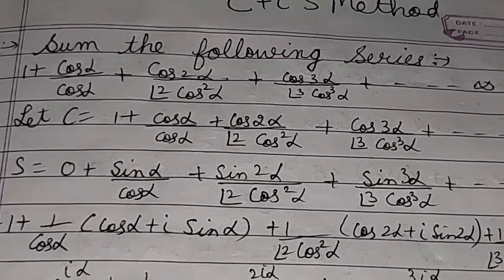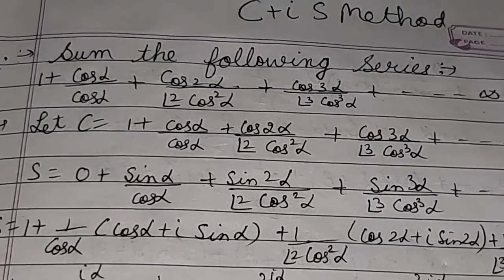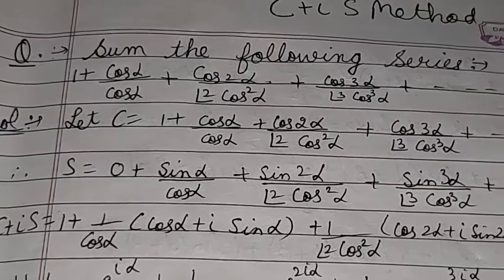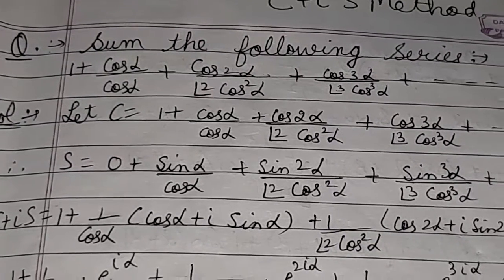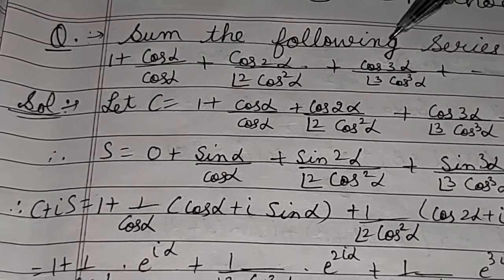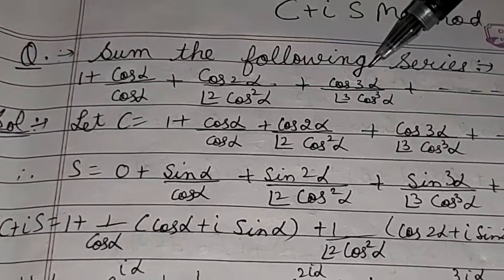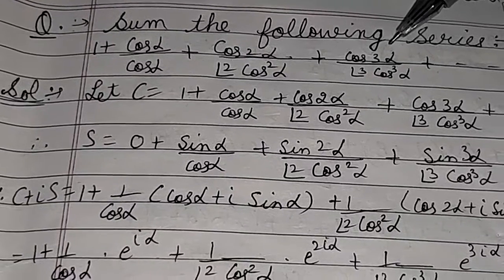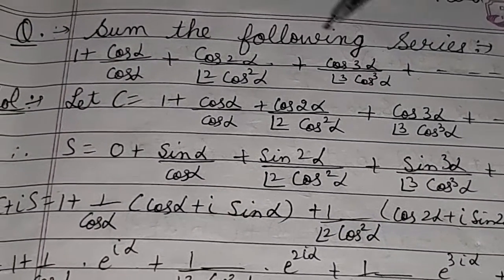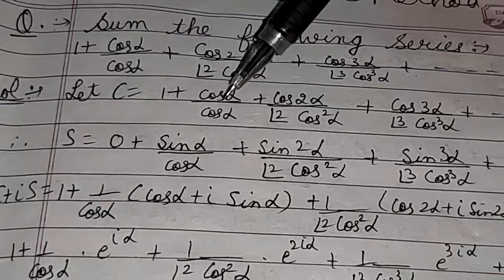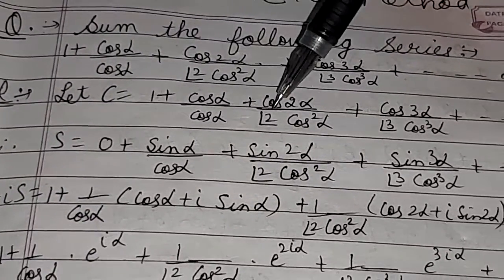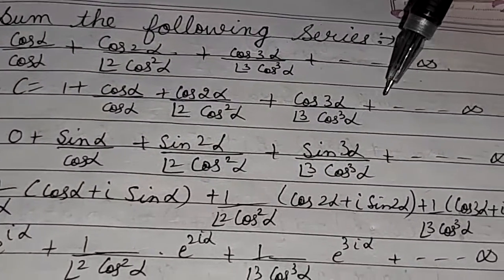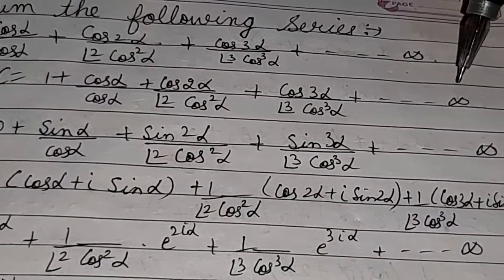First of all, you have to see the series in multiple angles and not power of angles. We can see this series is having terms cos alpha, cos 2 alpha, cos 3 alpha. So it is a multiple angle series in cos, so it is a cosine series and we will denote it with C. Let C equal 1 plus cos alpha by cos alpha plus cos 2 alpha by 2 factorial cos square alpha plus cos 3 alpha by 3 factorial cos cube alpha plus so on till infinity.